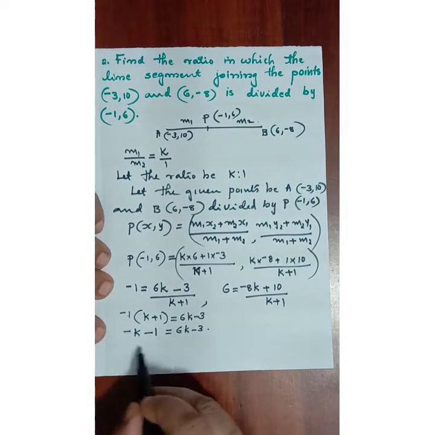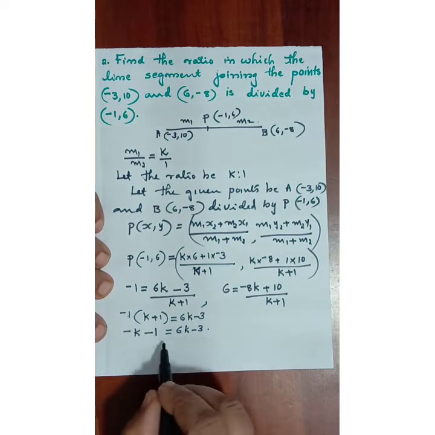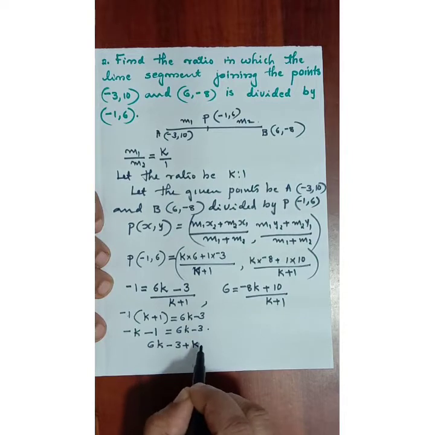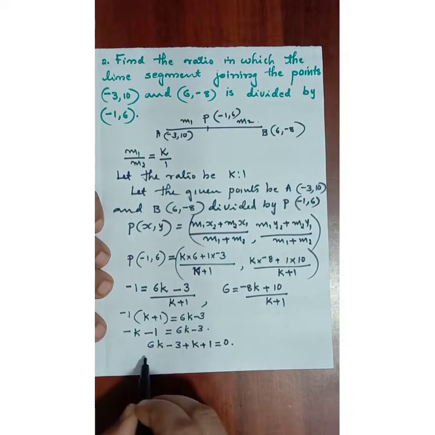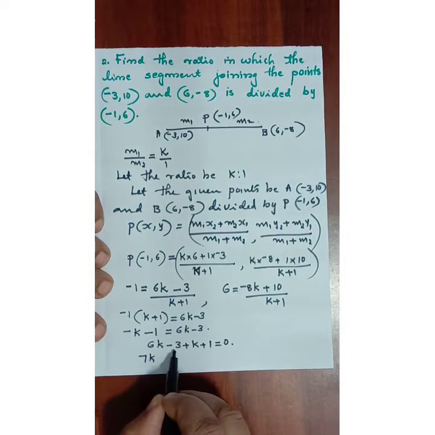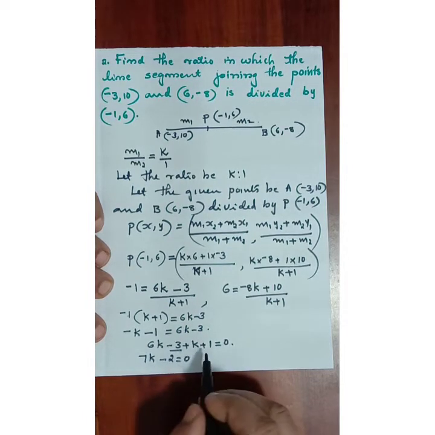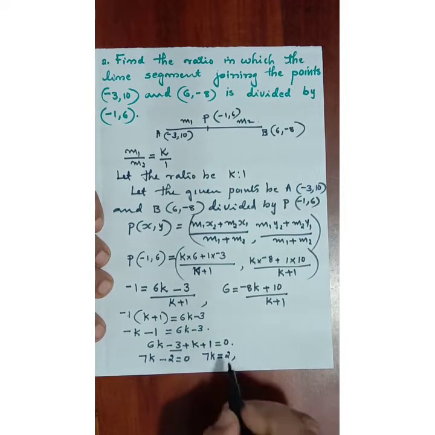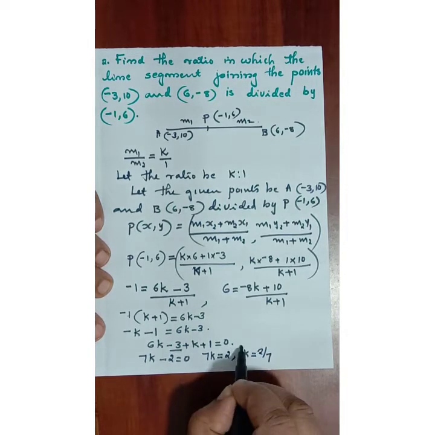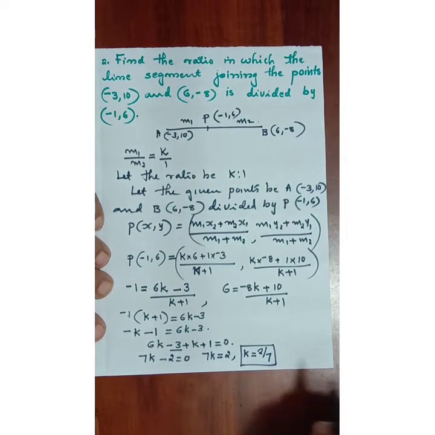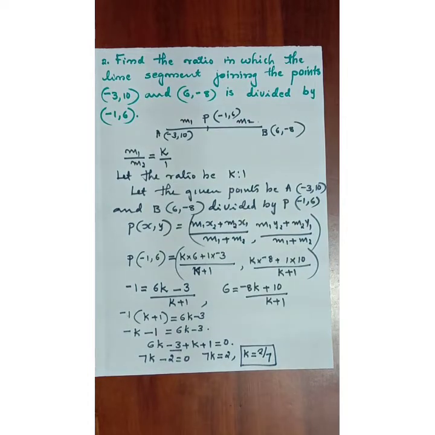Let us take everything to one side. This can be taken to the right side. 6K minus 3 plus K plus 1 equal to 0. Here it is 7K, minus 3 plus 1 is negative 2, equal to 0. This means 7K equal to 2 and K equal to 2 by 7. Here we got the answer as K equal to 2 by 7.